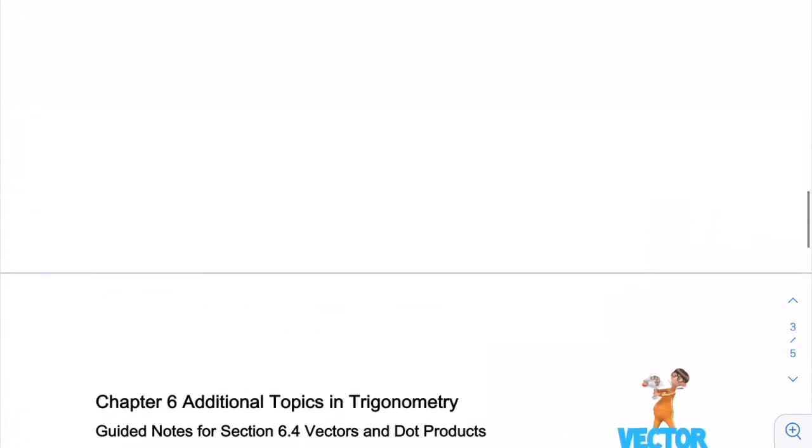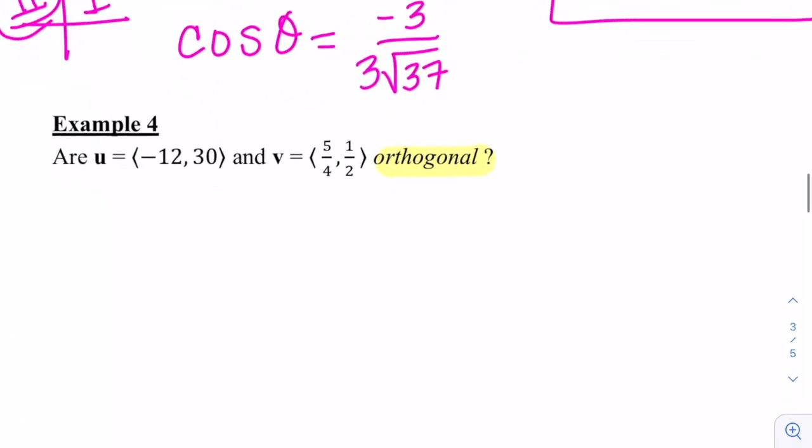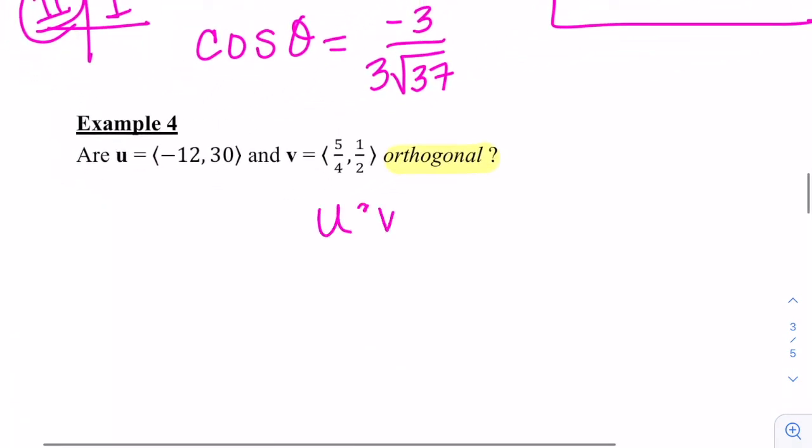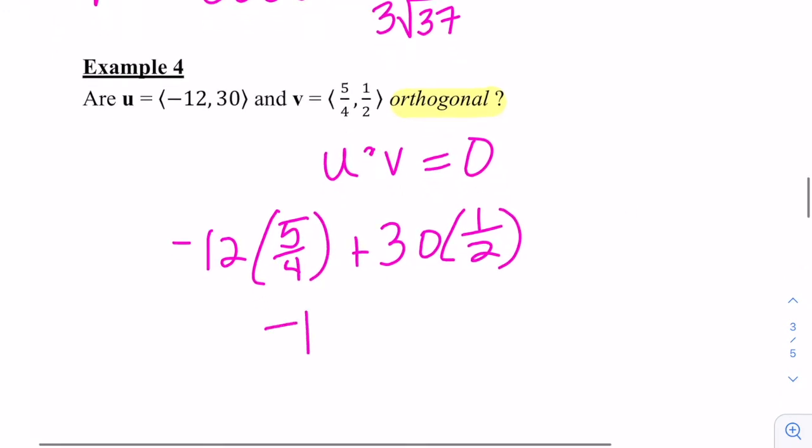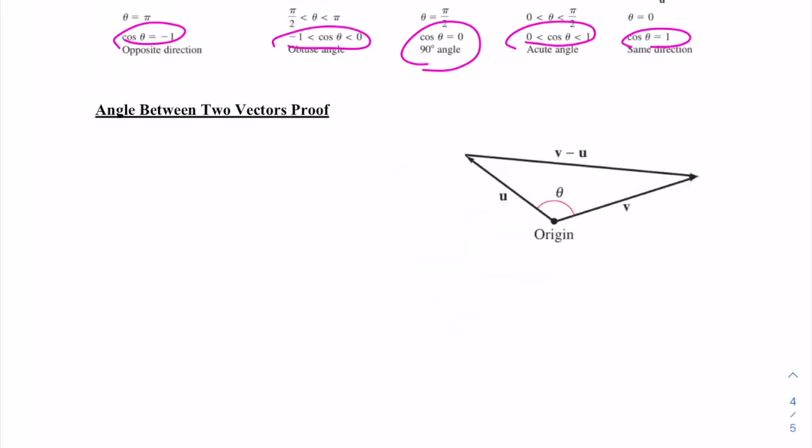All right, so for this one, we're going to see, is this dot product equal to 0? So let me just multiply -12 times 5/4 and 30 times 1/2. And you can see that's going to be just -15 plus 15. So yes.